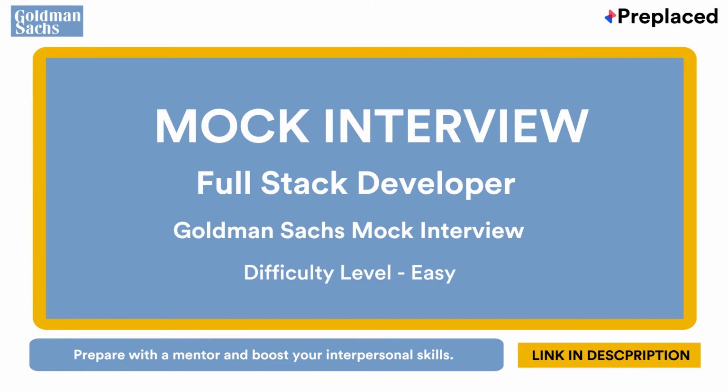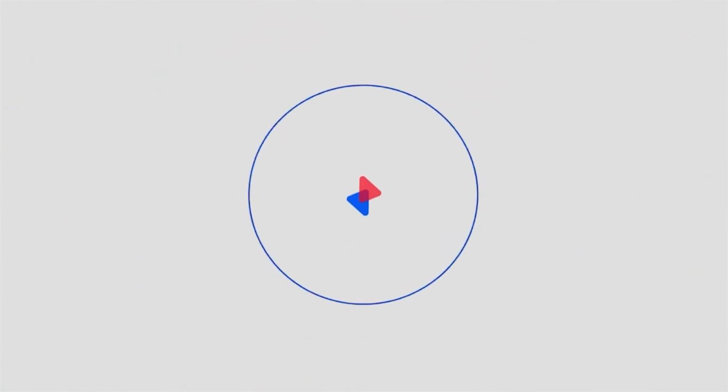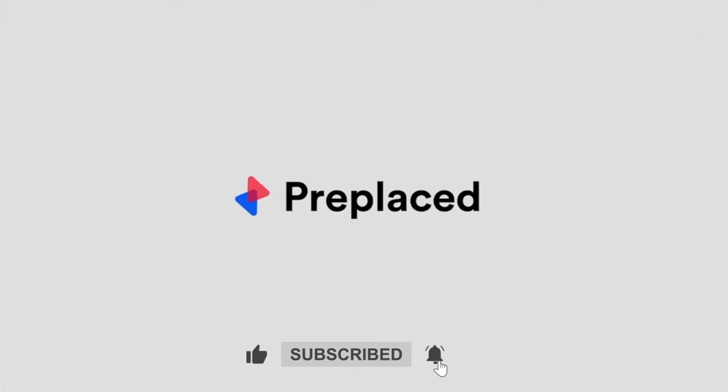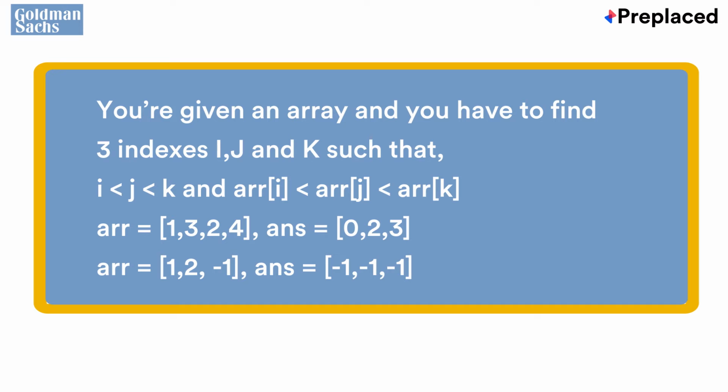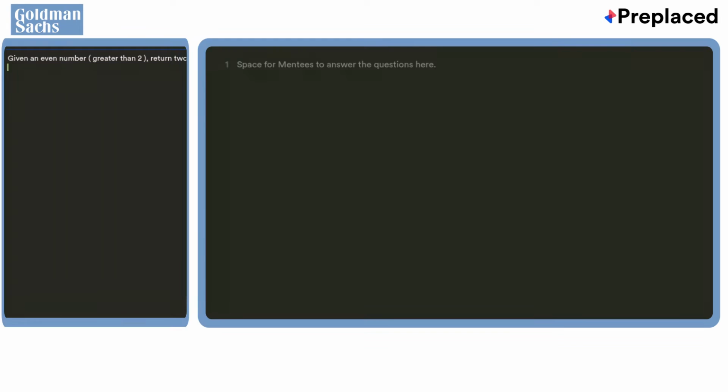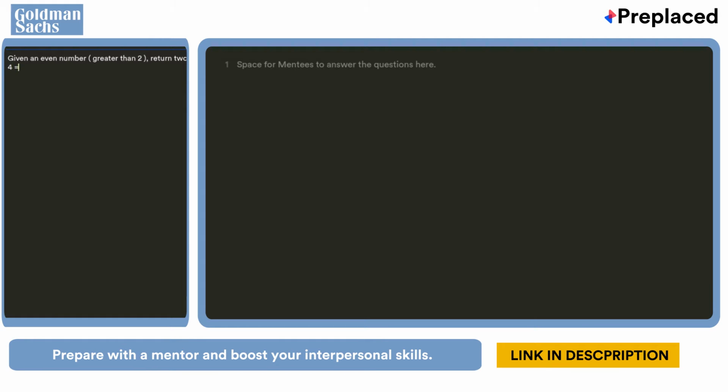Now, this question I saw was asked to a fellow interviewee at Goldman. Every number greater than two will have at least one pair of prime numbers such that if we add those prime numbers, it will become equal to that number. As an example, let's say four is the number, then you have to return 2, 2, in a list of integers.